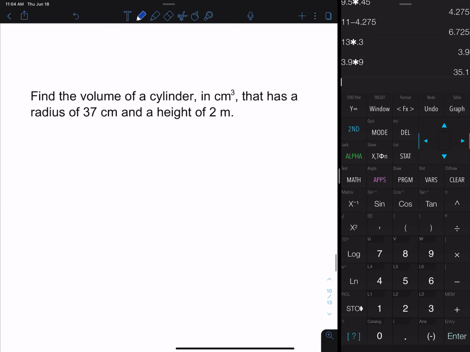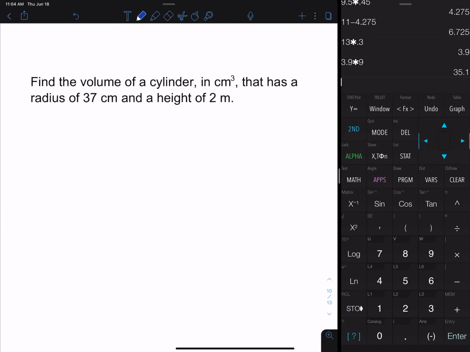Let's look at another example. It says find the volume of a cylinder in centimeters cubed that has a radius of 37 centimeters and a height of 2 meters. So they're telling me I have a cylinder. They're telling me that I have a radius, so from the center to one edge, of 37 centimeters and a height of 2 meters.